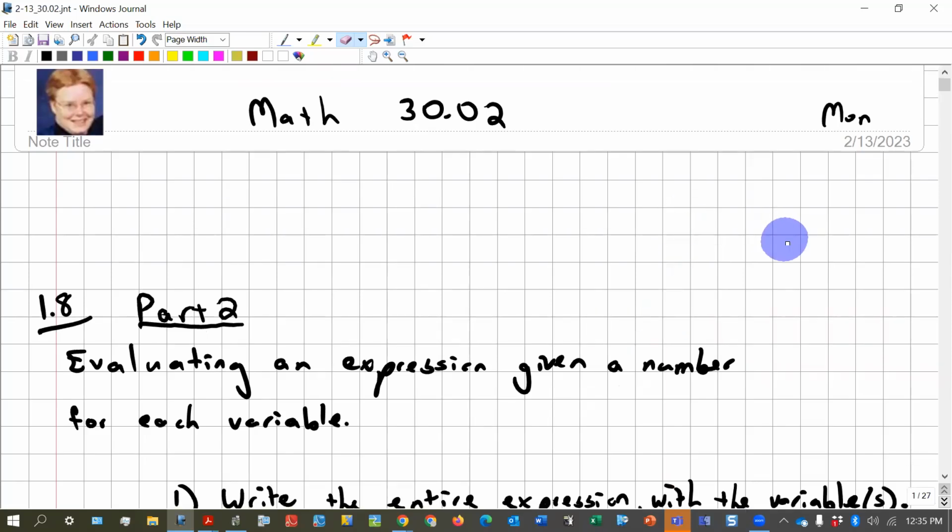there's a little bit more in section 1.8 that we didn't talk about last time. We translated, but we didn't talk about one other thing. And then we've got section 1.9 yet to talk about in chapter 1.